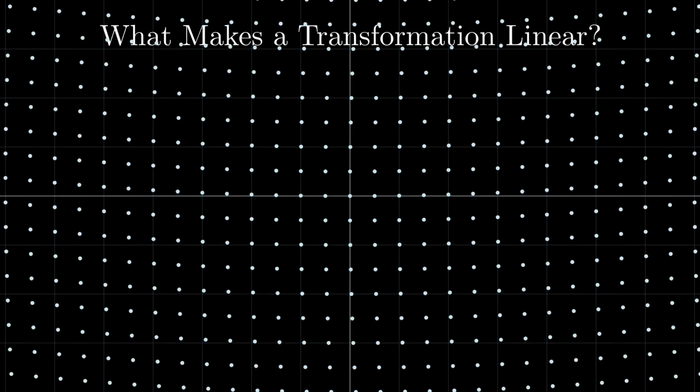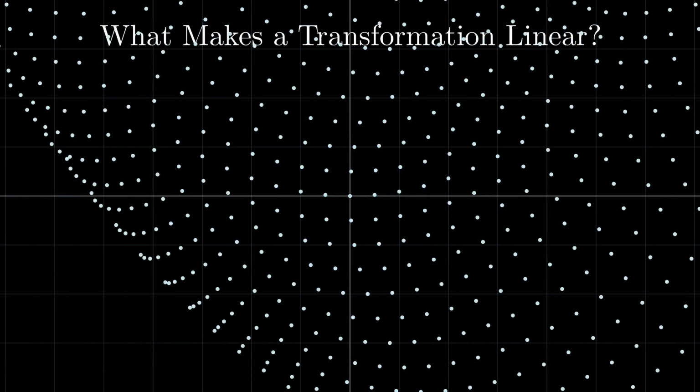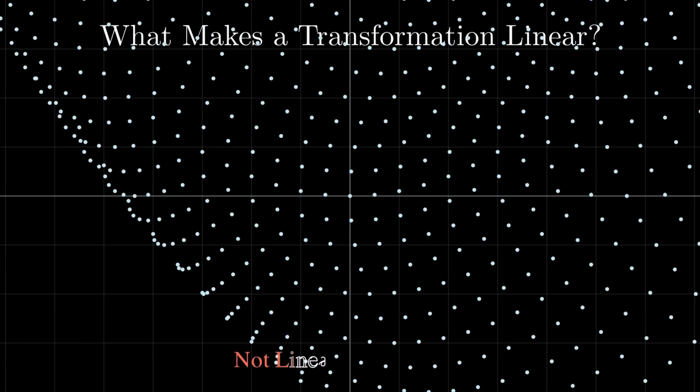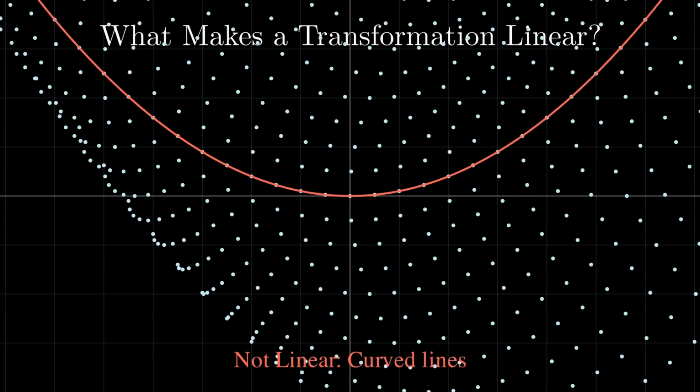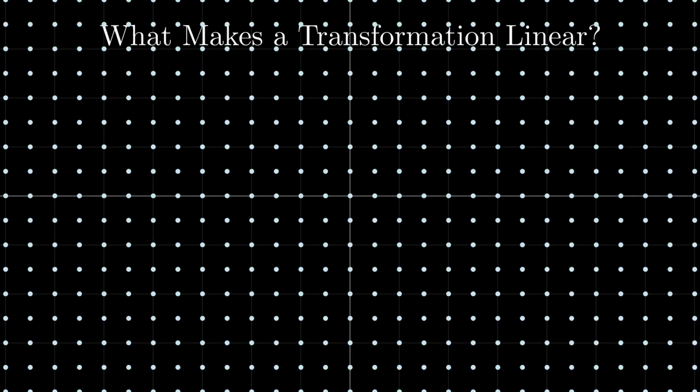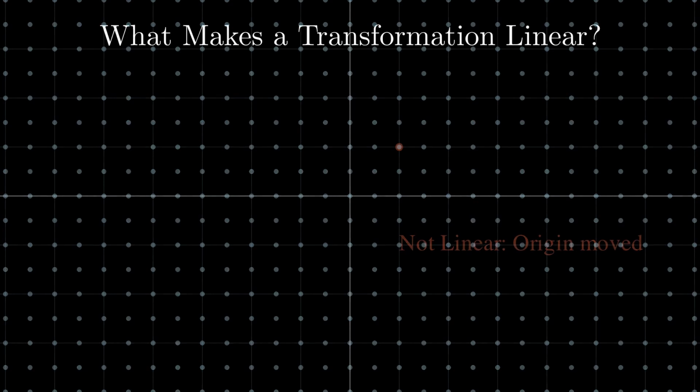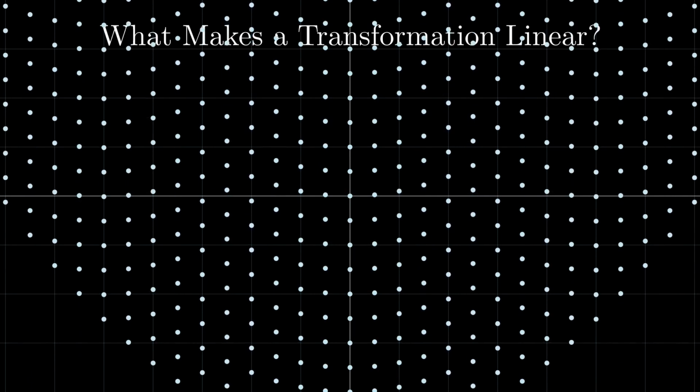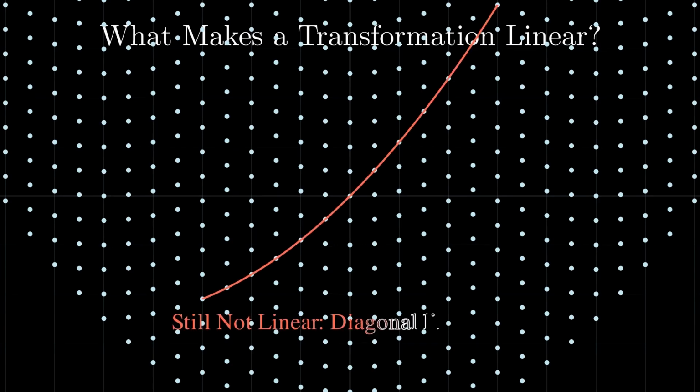Let's take a closer look at what happens when we look at all the points in space. In this transformation, lines become curves, a clear violation of linearity. Here's another violation: when the origin moves. Even though lines stay straight, moving the origin breaks linearity. Sometimes the violation is subtle. Here, horizontal and vertical lines stay straight. But watch what happens to this diagonal line: it curves.